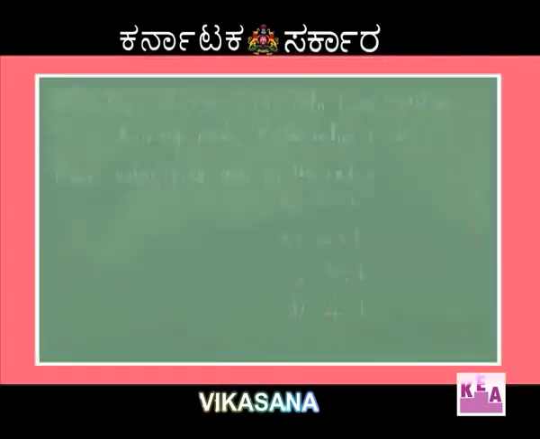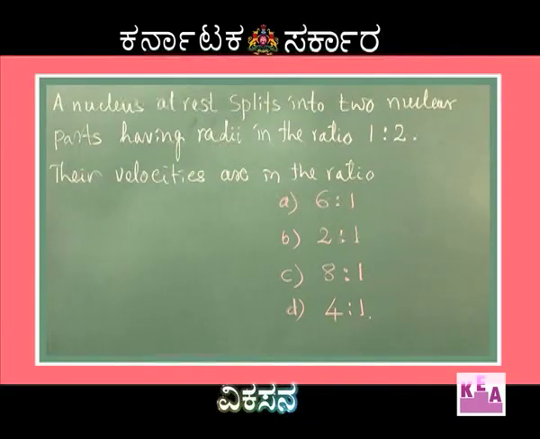Students, we have another question. Please look at this. A nucleus at rest splits into two nuclear parts having radii in the ratio 1:2. Their velocities are in the ratio. So, you are asked to find out the ratio of their velocities.